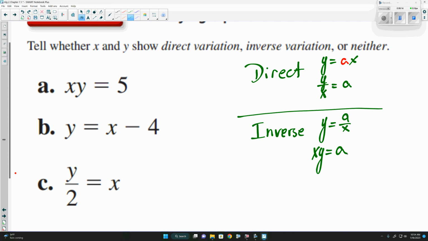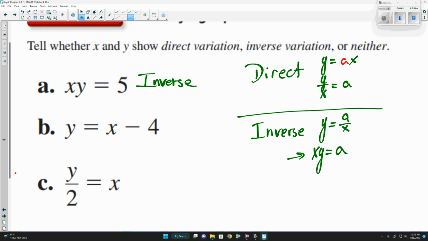Now, if we look at a, x times y equals 5. Would we say this is direct or inverse variation, or neither? Because we look at these four forms, does it match up to one of them? Inverse, we have x times y equals a, yes? And what's the value of a for this problem? 5. So this here is inverse. So the first one's kind of nice because it matches up to one of them specifically. We can see it. So any other questions on A?